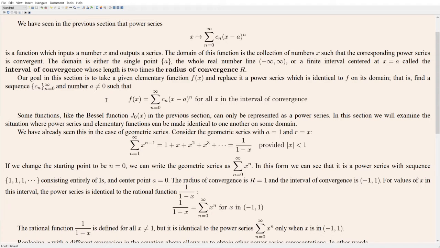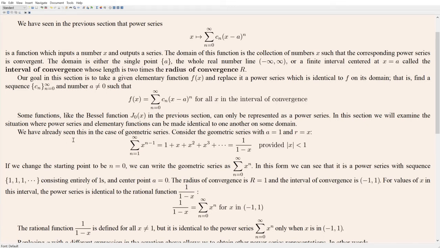So, our goal in this section and the next section is going to be to take an elementary function, which is to say a function which isn't a power series, and replace it with a power series which is identical to it on its domain. So, in particular, given an elementary function f, we need to find a sequence and a number such that the function is identical to the power series, provided x is chosen such that this series converges.